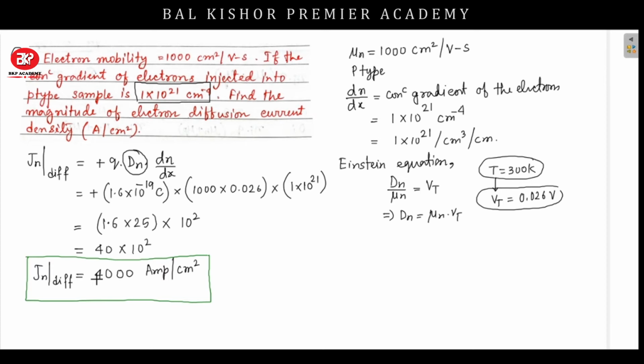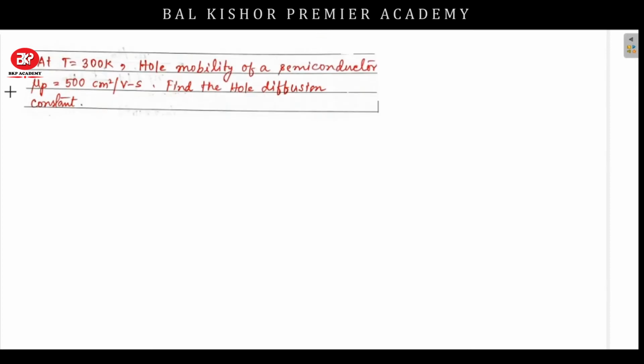Now we have to move to the third numerical. So let us see what the third numerical is. So this is the third numerical. It is given that T equals 300 K, and the hole mobility of the semiconductor is given by mu p. This is given, mu p equals 500 centimeter square per volt second. We have to find the hole diffusion constant.